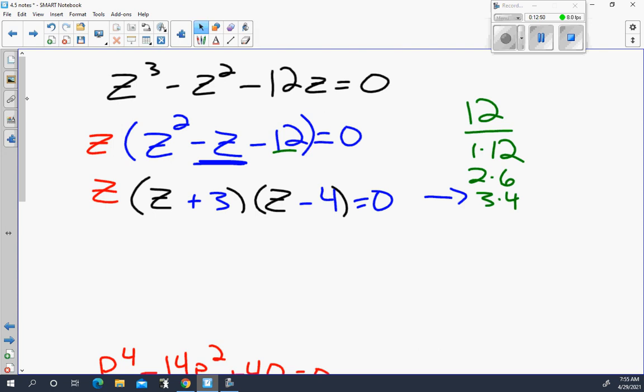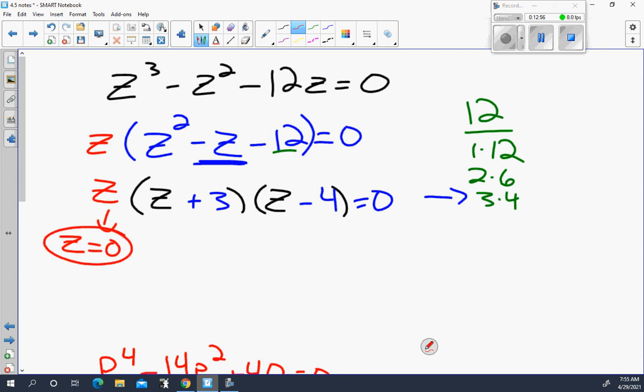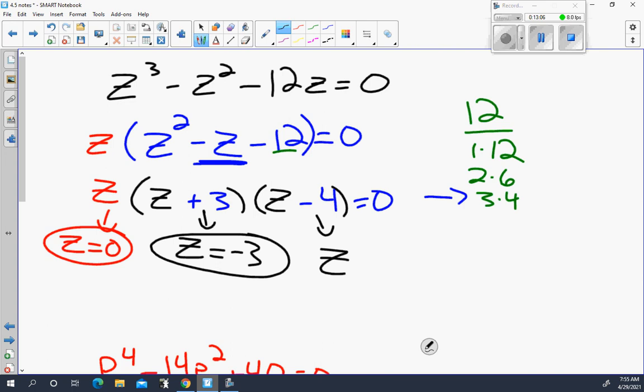Break it down into 3 equations. We over here can say z is equal to 0. There's one solution. Right here I know that z is equal to negative 3. And right here z is equal to 4.